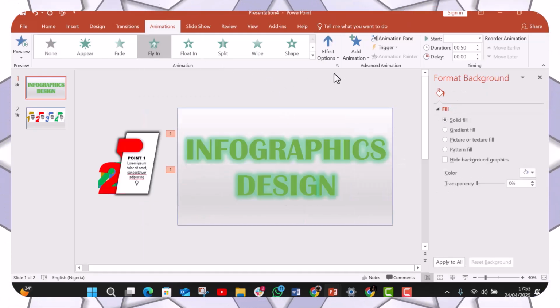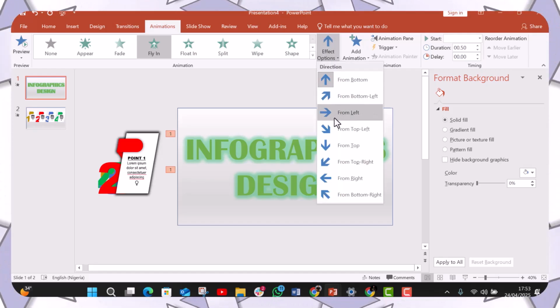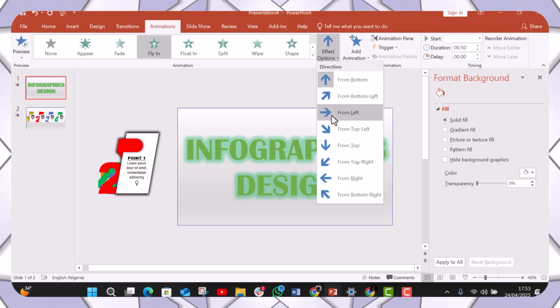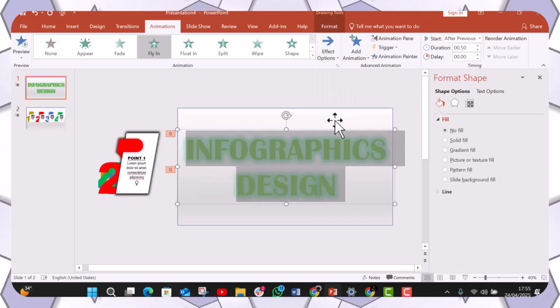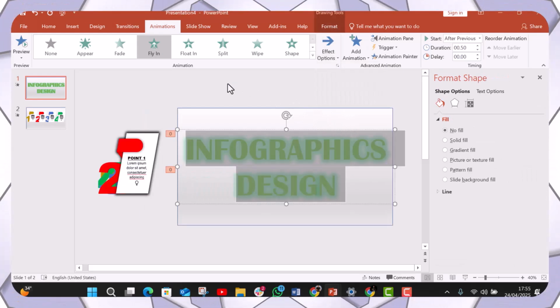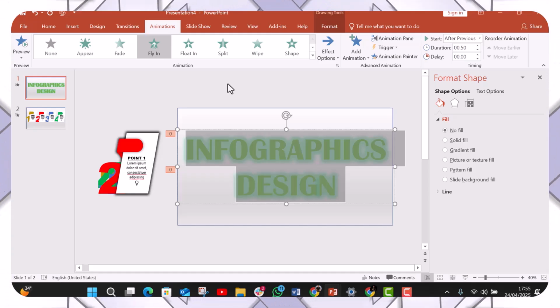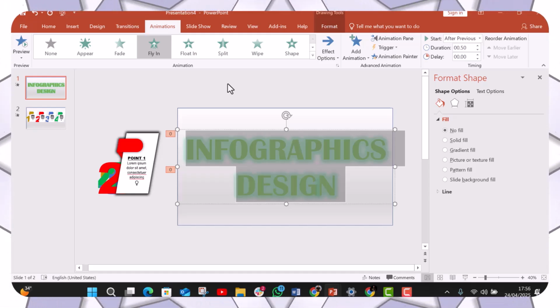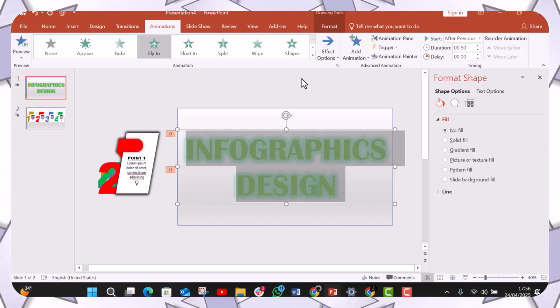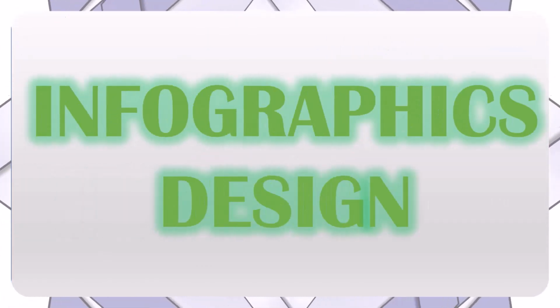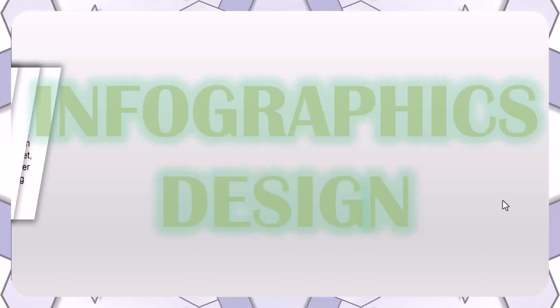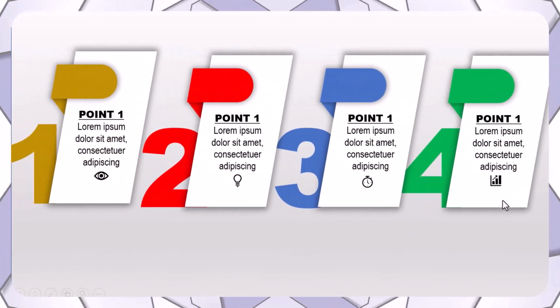Then select all and go in with your animation and do fly in animation. Then you can as well format the direction by selecting effect options and selecting left to right, as you can see here. Select morph transition from the second slide and this is the result. Thank you.